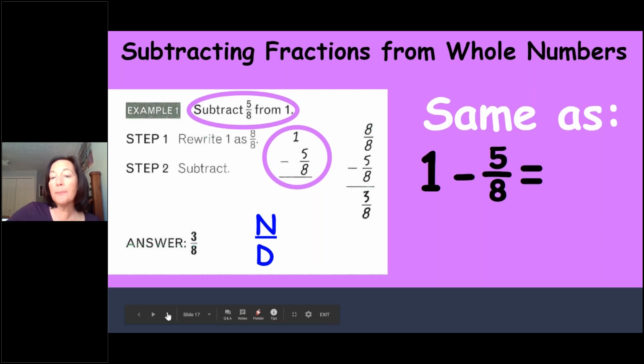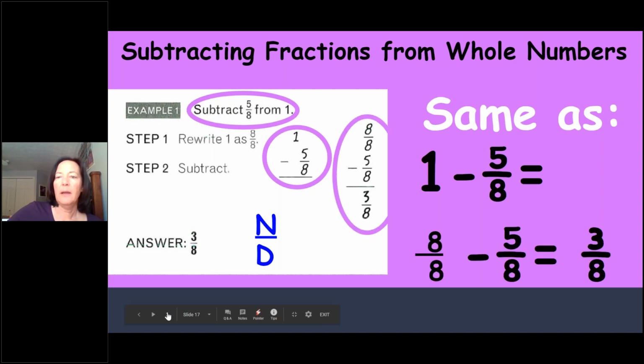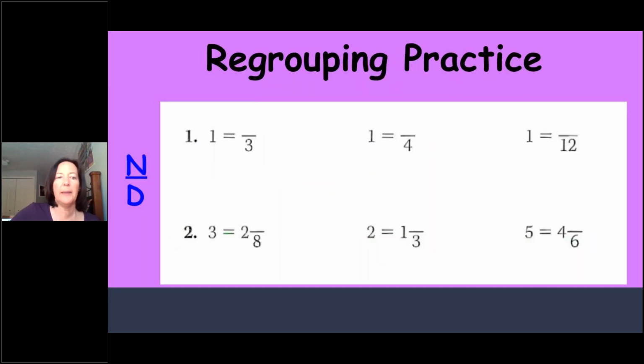There we go. So it was the same problem as 1 minus 5/8. If I had written it horizontally, I would have just shown that 1 is the same thing as 8/8 minus my 5/8. Then I just subtract across the top to get 3, and my denominator stays the same.